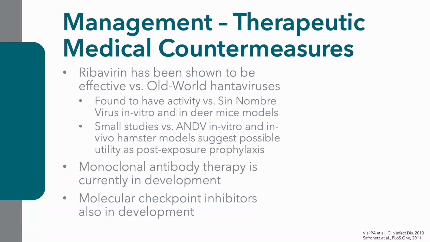There have been small studies, again, using ribavirin and Andes virus, looking at in vitro and in vivo hamster models that suggest there may be a possible utility in post-exposure prophylaxis. Of most promising is monoclonal antibody therapy, using antibodies developed from those of survivors, and this is currently in development.